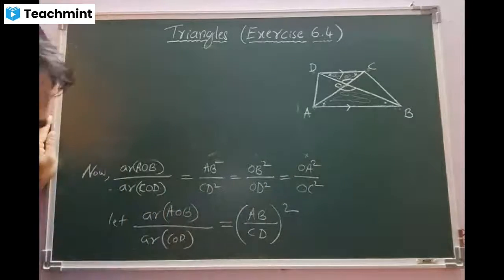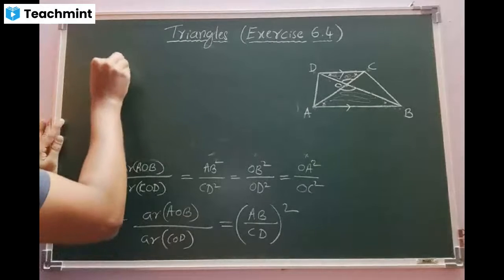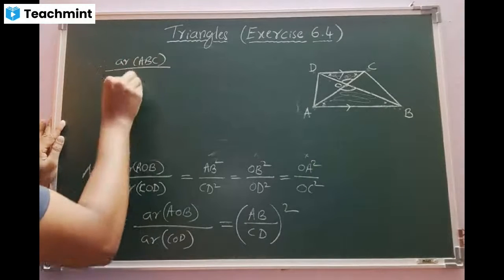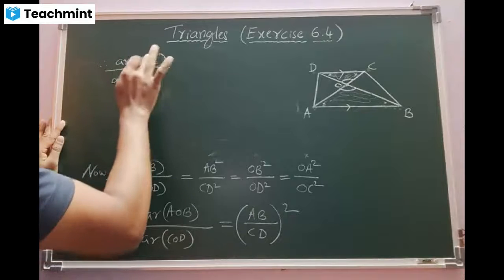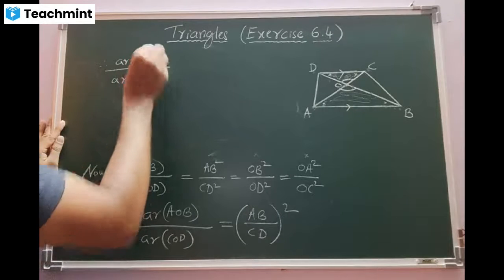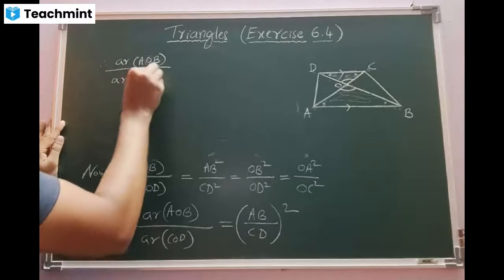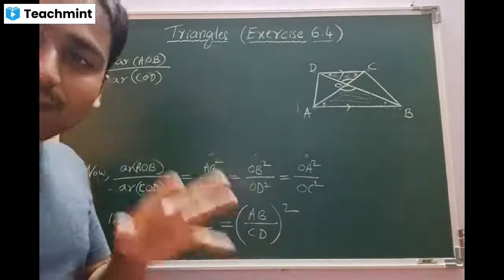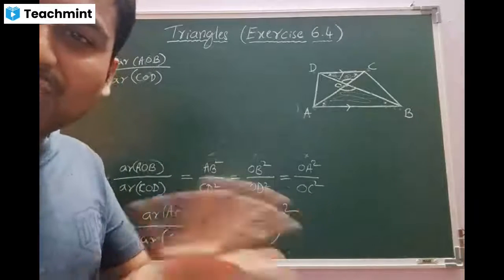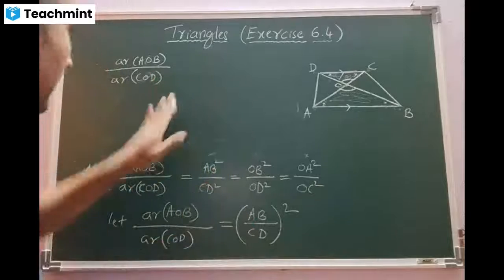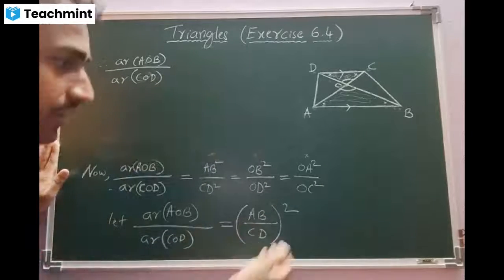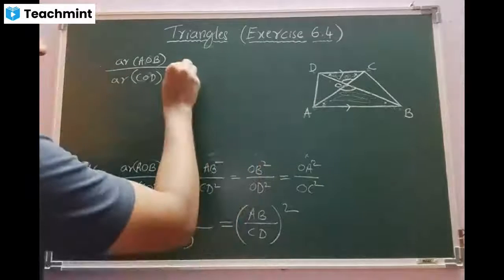Very important step. Therefore, area of ABC divided by area of AOB. It is AOB and it is COD. Beta, we are habituated to ABC, DEF, PQR. Be careful. Whatever letters they have given, that we have to make use of.